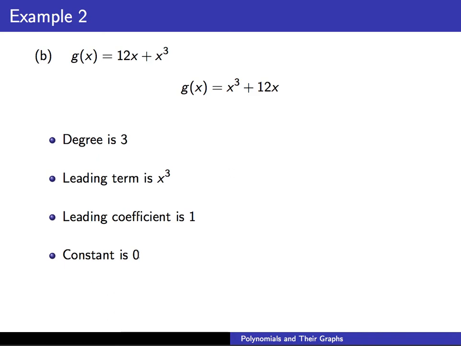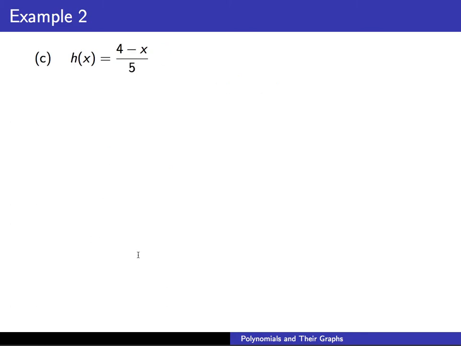The constant of a polynomial is also where it's going to hit the y-axis. Part C, h of x equals 4 minus x over 5. Well, let's break this up as 4/5 minus 1/5 x, and then rearrange it so it's in order from highest power of x down to lowest. So if we rewrite this in standard form, we get h of x equals negative 1/5 x plus 4/5. So break up the fraction here and then rearrange it from highest power of x down to lowest.